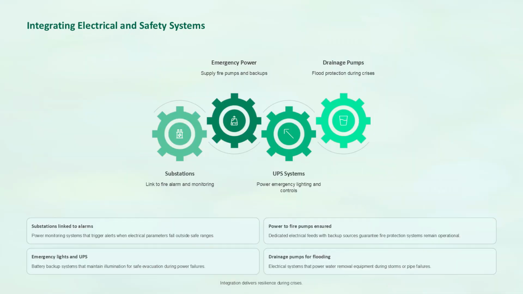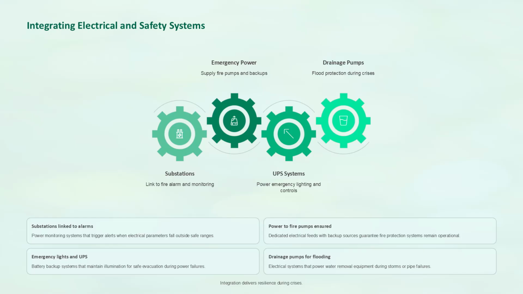Integrating electrical and safety systems. Let's now consider integration of electrical and safety systems. Substations are linked to fire alarms and monitoring systems. Emergency power circuits supply fire pumps and critical loads. UPS systems power emergency lighting and controls. Drainage pumps rely on backup feeds during crises.